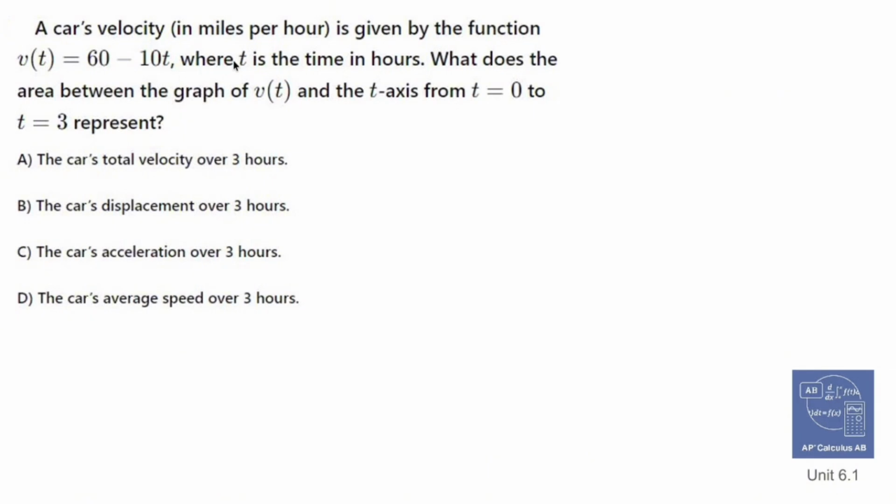A car's velocity in miles per hour is given by the function v of t equals 60 minus 10t, where t is the time in hours. What does the area between the graph of v of t and the t-axis from t equals 0 to t equals 3 represent?